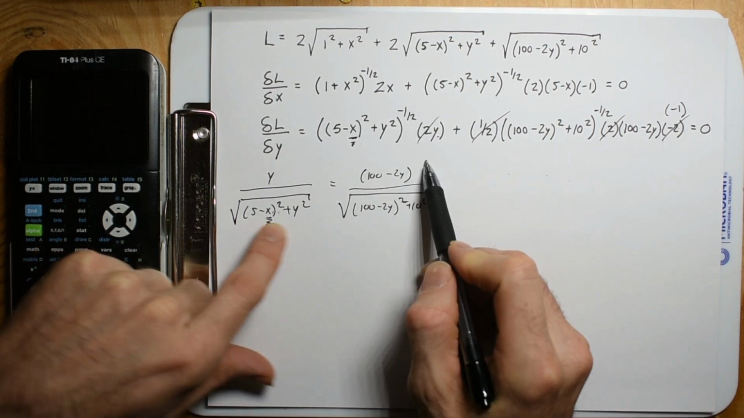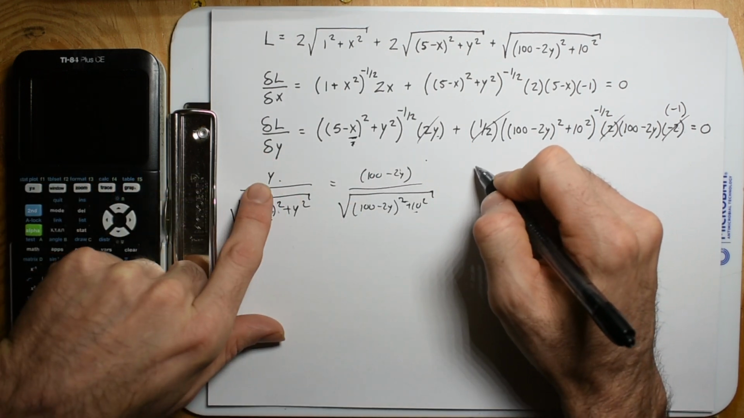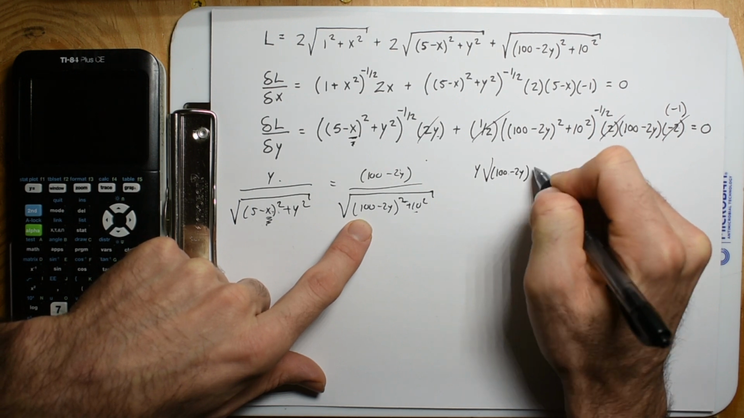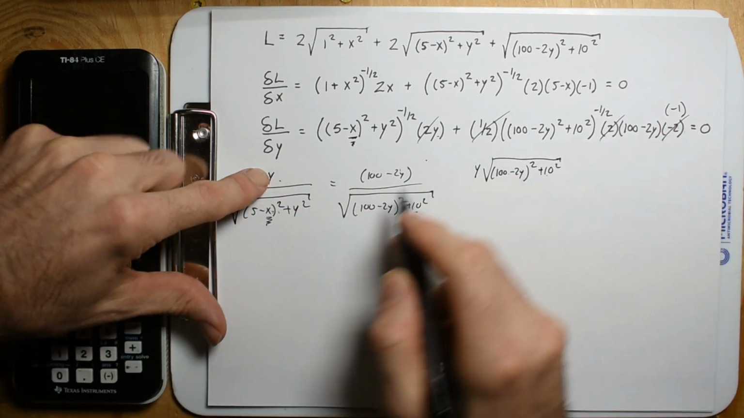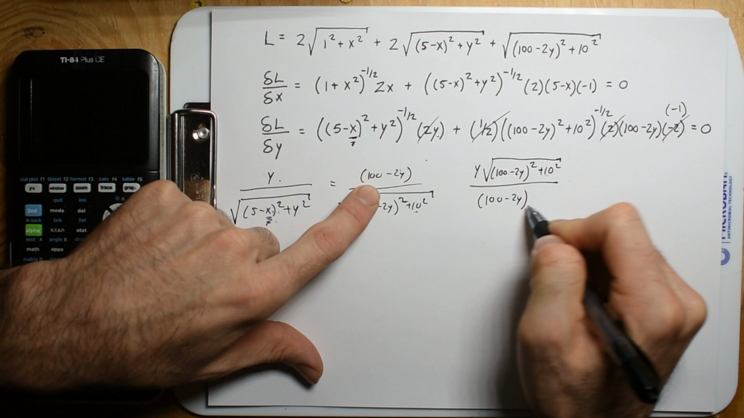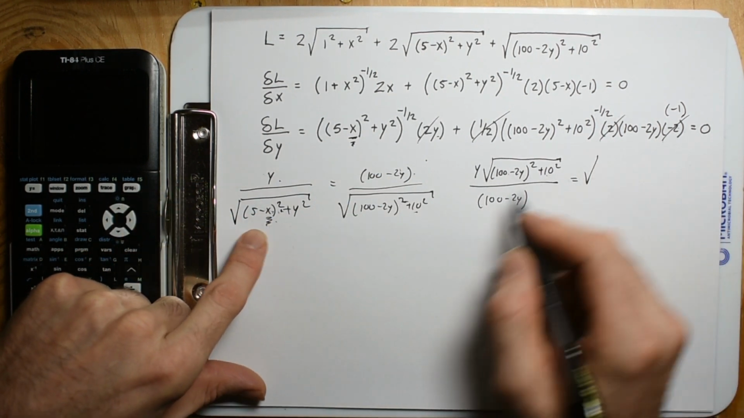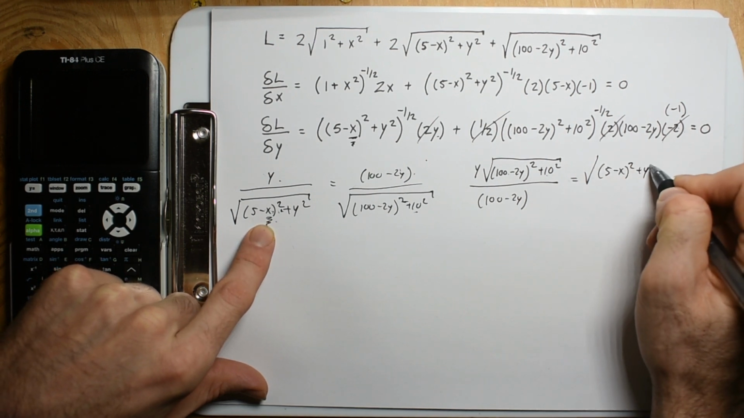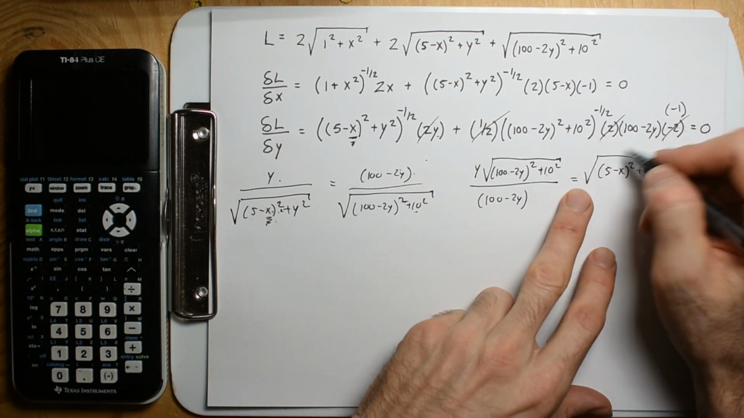So let's get this upstairs, this over there, and I'll even do it in that order. So we have y, get this up here, 100 minus 2y squared plus 10 squared. Okay, and then I'm going to get this downstairs. So we have 100 minus 2y. And that's going to equal, now we get this upstairs, because we're trying to solve for this x term. So we have 5 minus x squared plus y squared. Okay, so now I'm going to square everything over here, and this thing goes away.